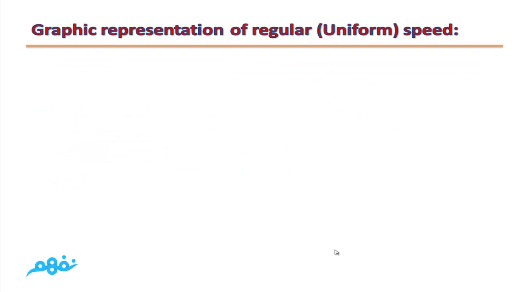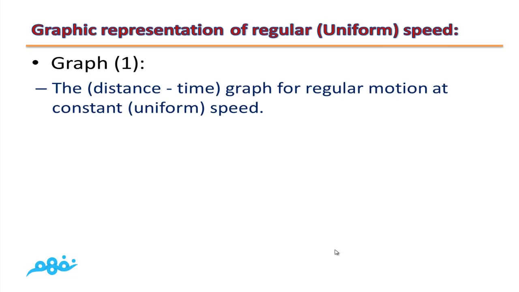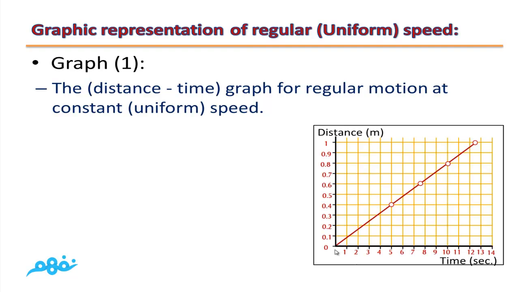We will talk about graphic representation of regular or uniform speed. We have three graphs we have to understand, draw, and even describe. Graph number one, which is called the distance time graph for regular motion at constant or uniform speed. So this is called distance time graph for an object moving with uniform or constant speed.